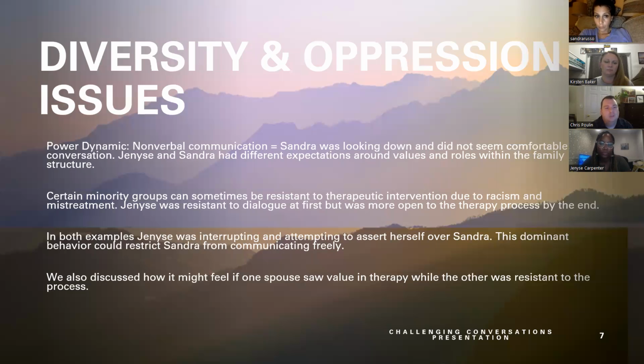And this could pertain to a number of things, including different expectations around values and roles, such as within family structure. So depending on the culture that was brought up in the household values, it could be a learned behavior of how they feel their roles are in that relationship. Yeah, I agree with that.